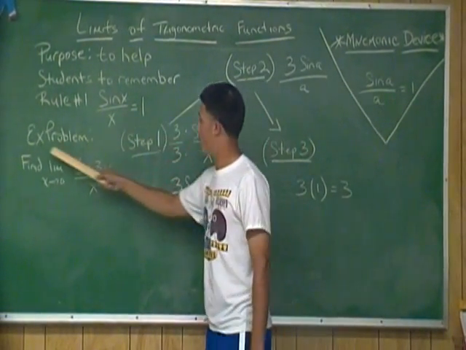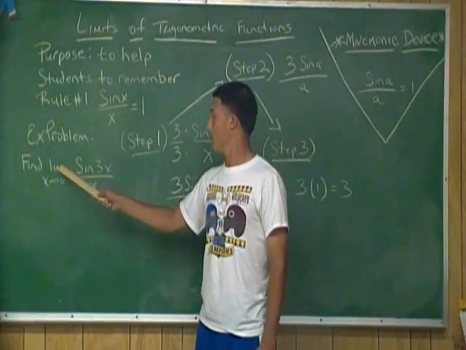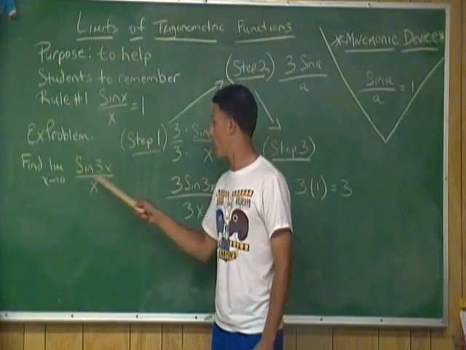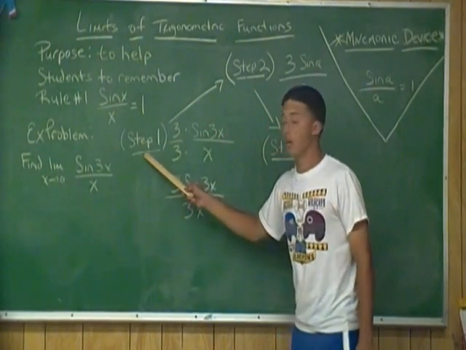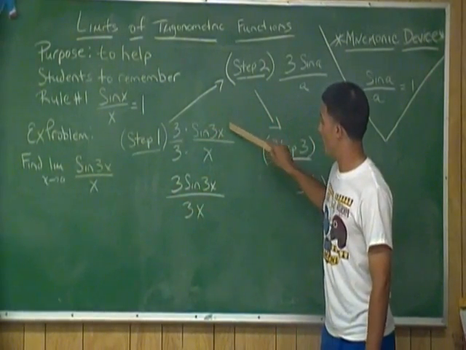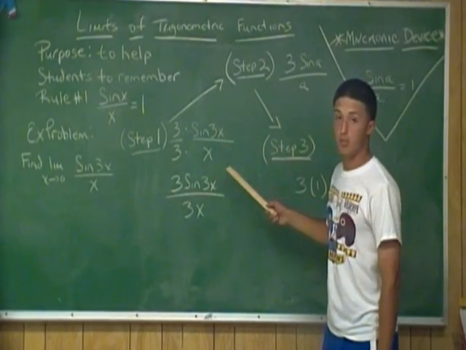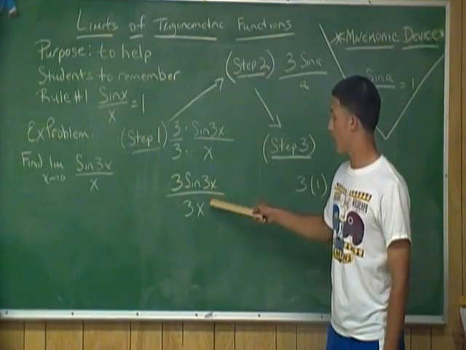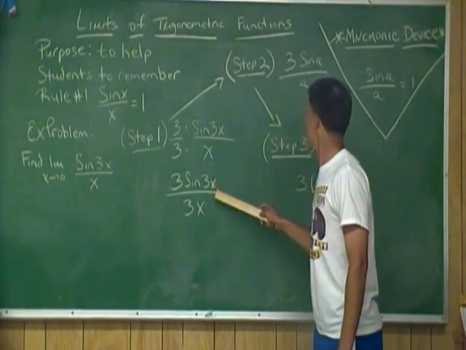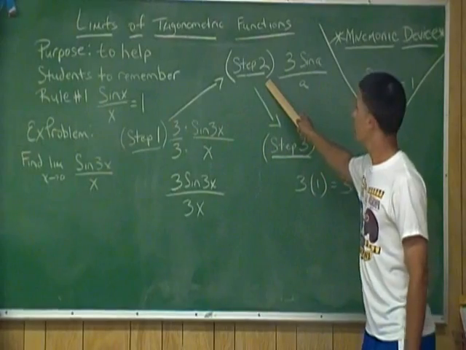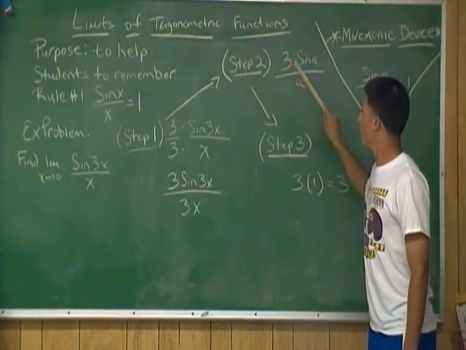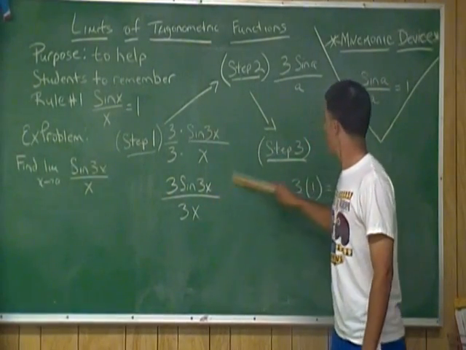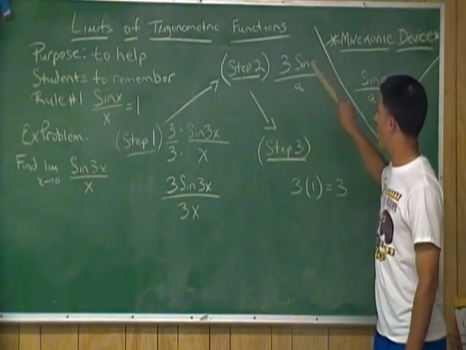First, we'll take an example problem. Find the limit as x goes to 0 of sine of 3x over x. Step 1, we're going to multiply the top and the bottom of the function by 3. This will give you 3 sine 3x over 3x. It takes you to step 2, where you can substitute a for the 3x, which would give you 3 sine of a over a.